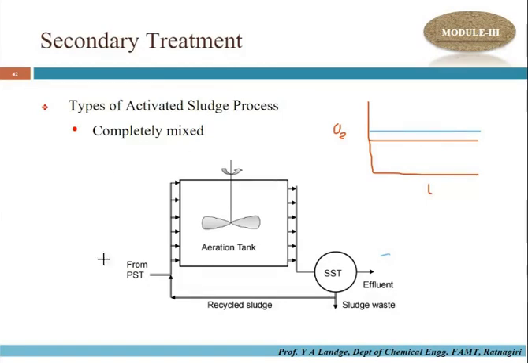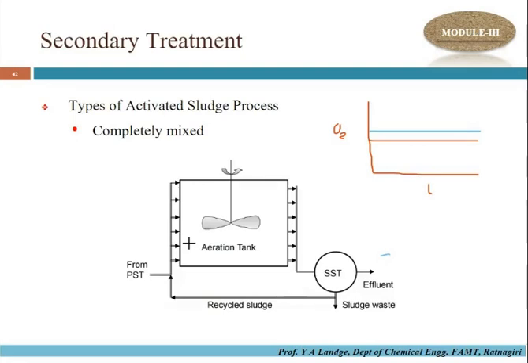Okay, and that's why all the organic matter which is present can be treated here. So these are the various types of the activated sludge process that is carried out in industry. Apart from this, there is another process, as I said, it is contact stabilization.